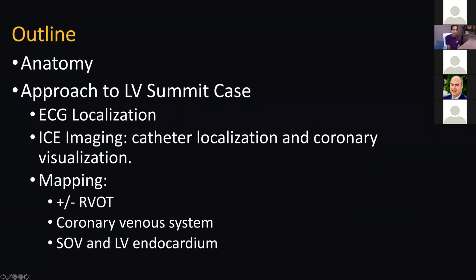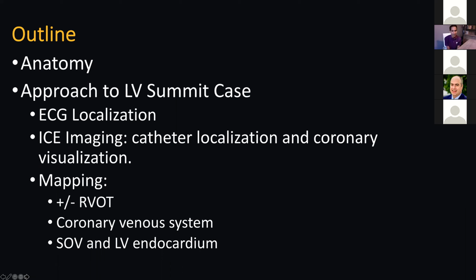Here's the outline of my talk. The first and most important element, I think, is the anatomy. Once you understand the anatomy of this region, everything else becomes very intuitive. We'll then talk about a systematic approach to these LV Summit VT cases, which starts with ECG localization. ECG localization is important because it allows you to set expectations in clinic and do a better job explaining risks to the patient, but it is also very sensitive to electrode position.